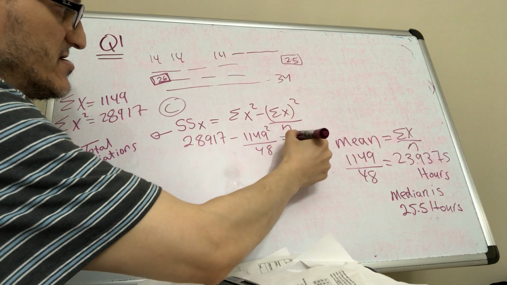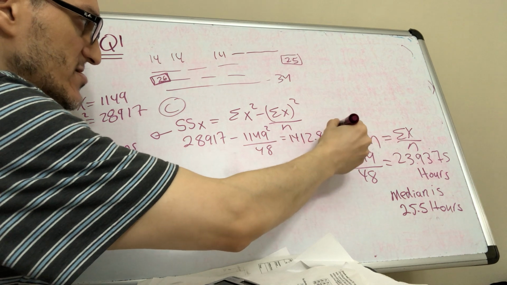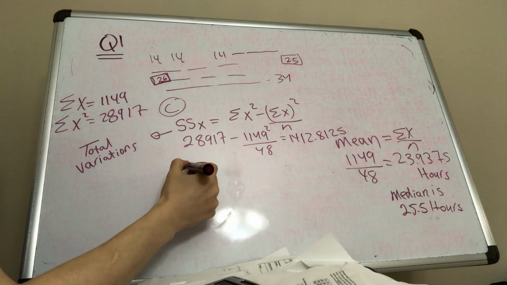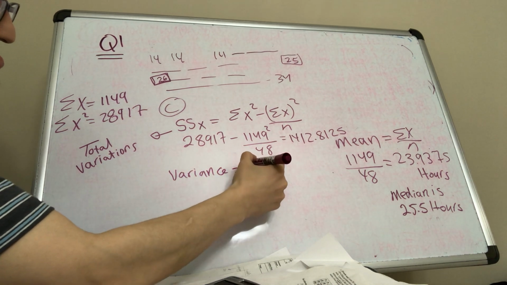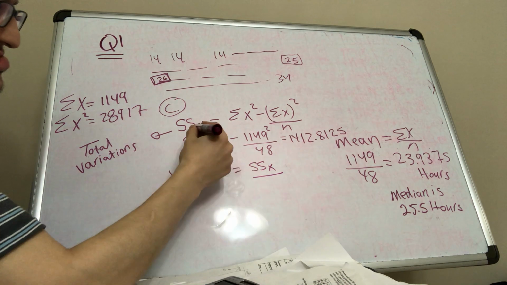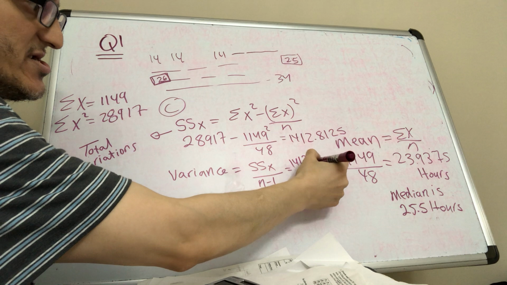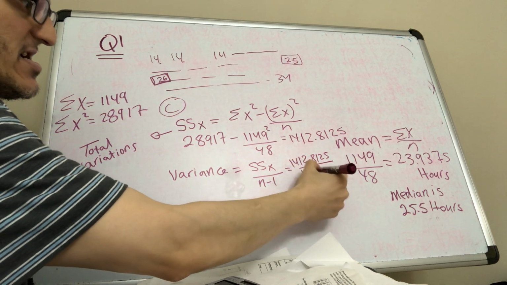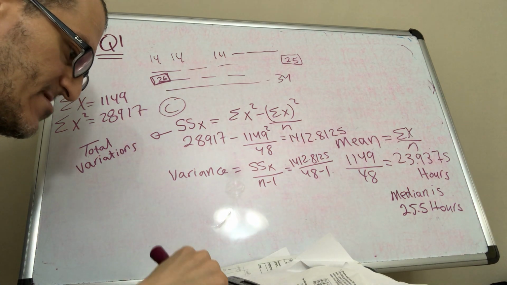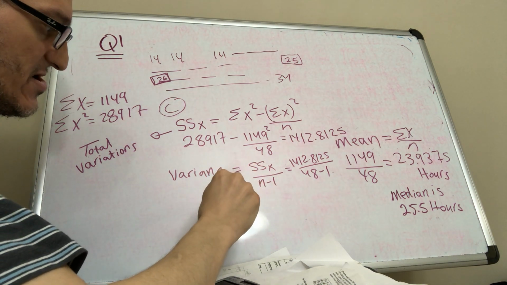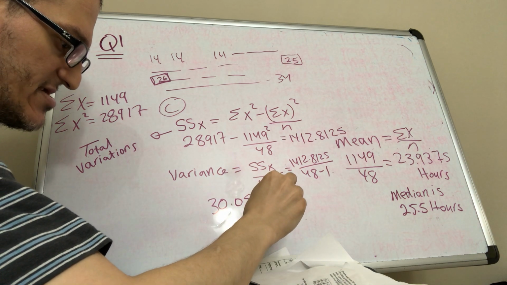This number here is 141.28125. Step 2, you find the variance, where you take your SSX you just did, you divide it by n minus 1. So you take the 141.28125 and you divide it by 48 minus 1, so you divide it by 47. And that gives you a variance of 30.0598.